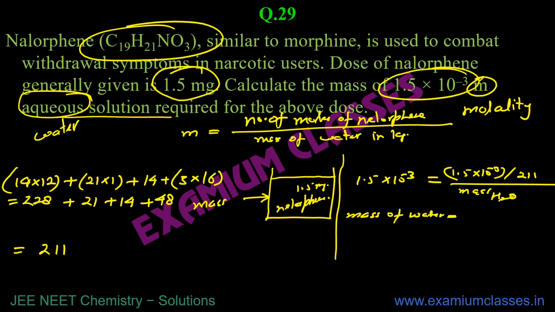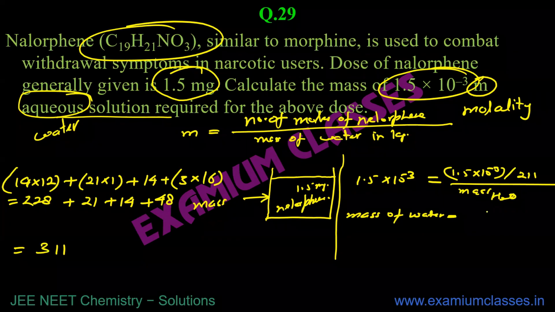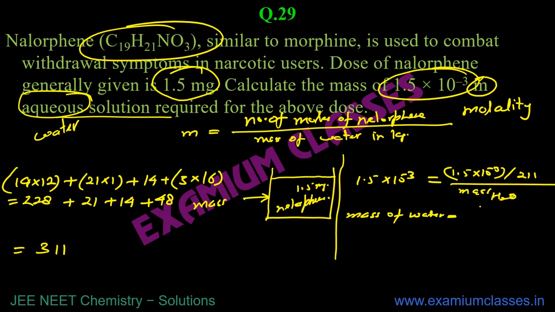Sir, the molar mass will be 311. 311, you are right. Yes, correct. It will be 311 because earlier it was 228. Thanks for the correction. And here the mass of water will be 1.5 into 10 to the power minus 3 divided by 1.5 into 10 to the power minus 3 into 311. So this is the mathematical calculation you have to do. Can anyone do this calculation for me?